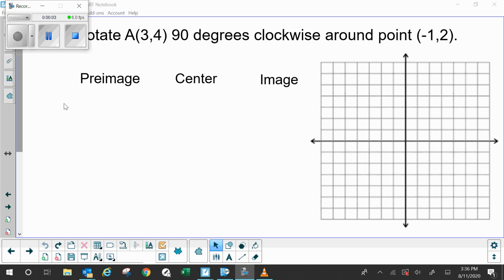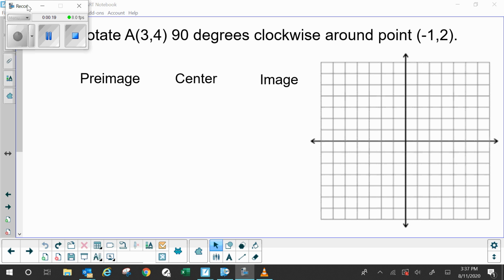All right, today we had to do rotations, but we were doing rotations that were not at the origin. So what you have to do for those is manipulate these points so that your center is at the origin. And I'm going to show you how to do that.